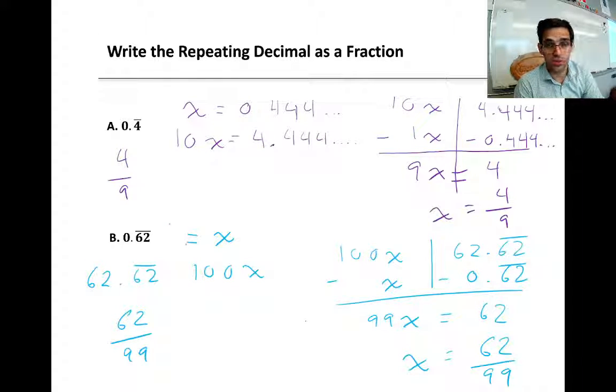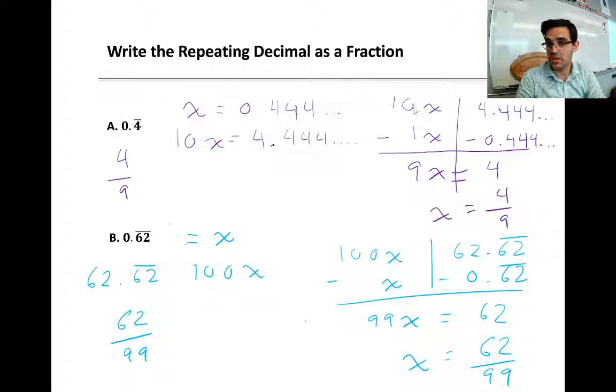If that's true, we could take 10x and subtract x. 10x minus x will leave us with 9x. But if 10x is 4.44444 and 1x is 0.44444, or 4 bar, and we take the difference, all the decimals will subtract and cancel out. We're left with just the 4.